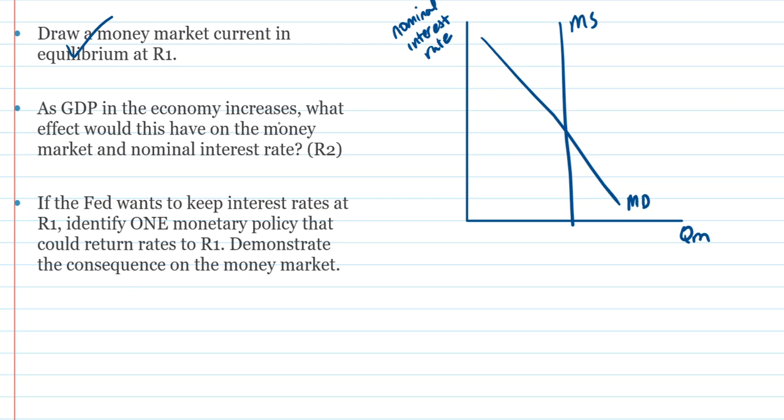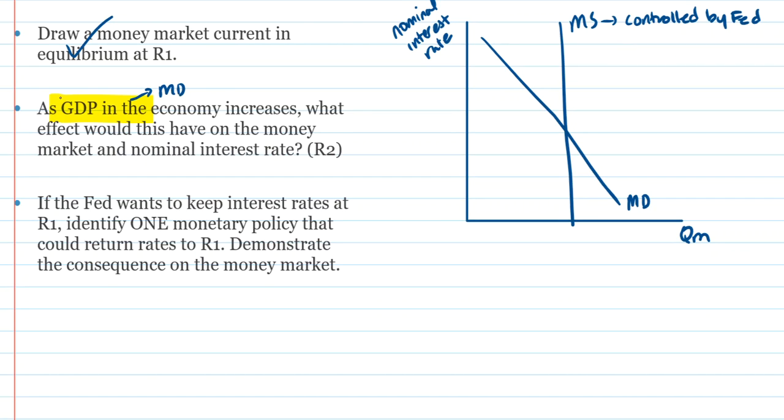As GDP in the economy increases, what effect would this have on the money market and nominal interest rate R2? We're looking at GDP here. We're not looking at actions by the Fed. The money supply, remember, is controlled by the Fed. So a change in GDP is not going to be a change to our money supply. Rather, a change in GDP is going to be a change to money demand.